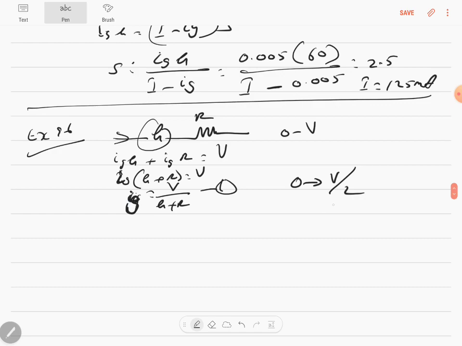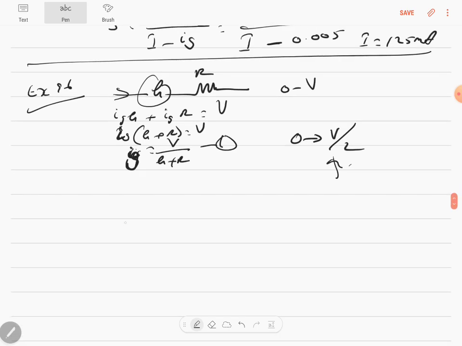Now next thing, you have to get a V by 2. To get V by 2, you write the formula, the same current has to flow. That's the difficult part about this sum. The same current has to give you the voltage of V by 2 across G plus R dash, the new resistance that you have to connect. So the voltage alone becomes half.